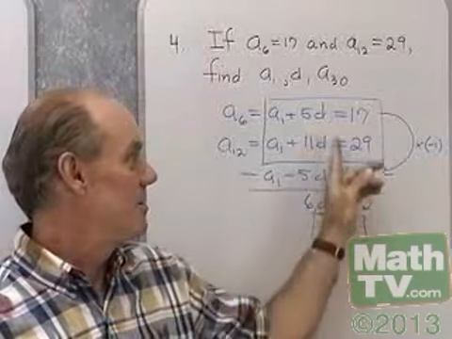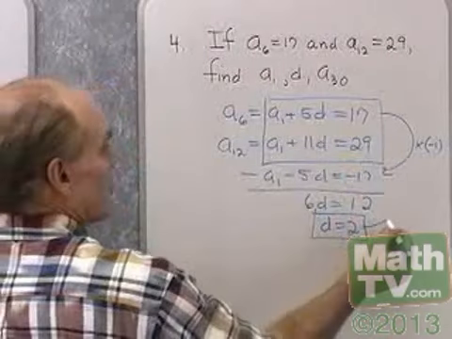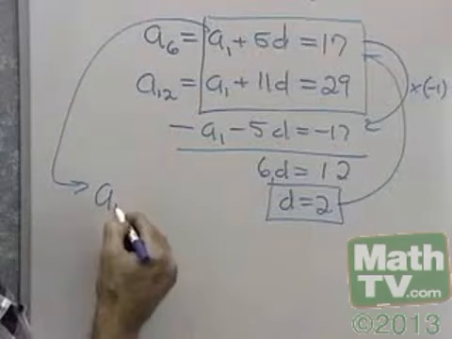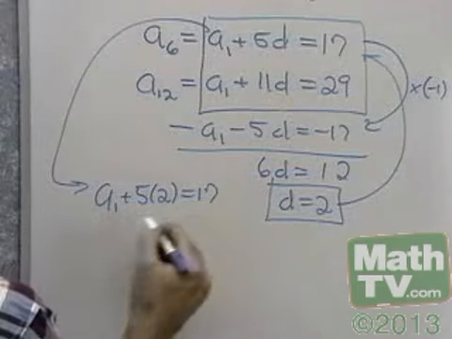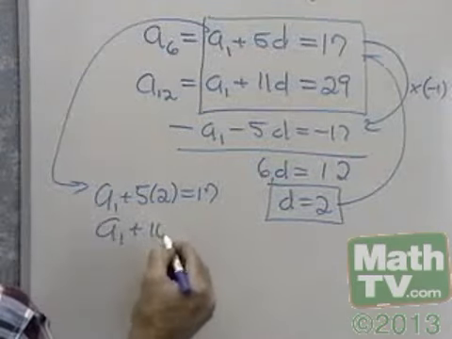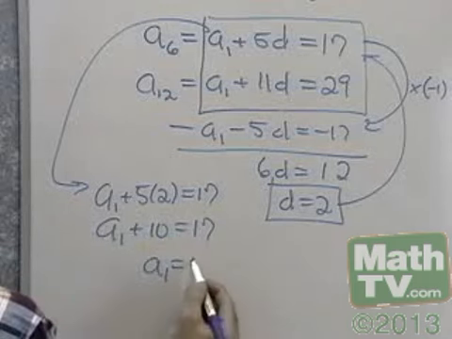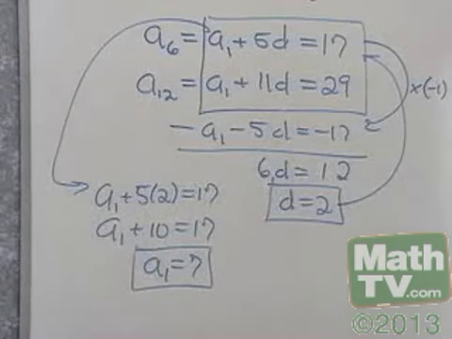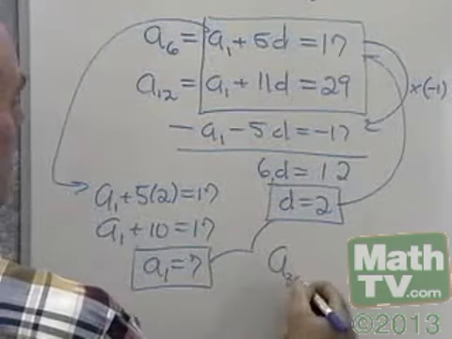Now let's substitute D back into either one of these equations right here, and we'll find A1. So I'll take D, put it back in here, and I have A1 plus 5 times D is equal to 17. A1 plus 10 is equal to 17. So A1 must be equal to 7. So the first term is 7. The common difference D is 2. Now I can put these two things together and find the 30th term.